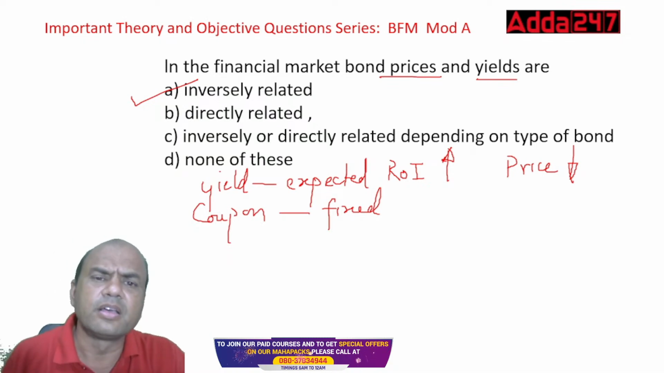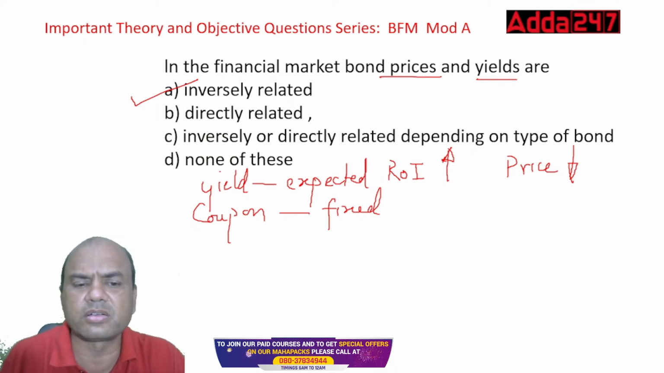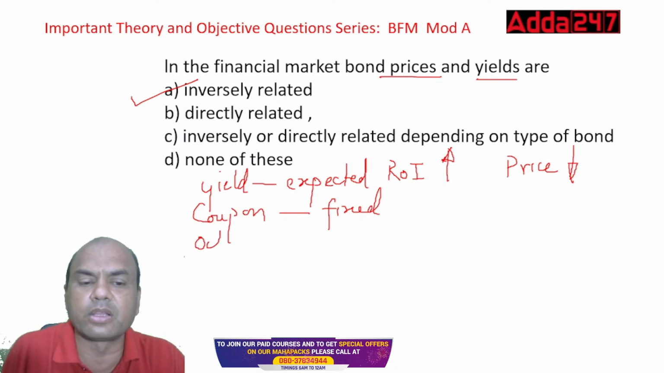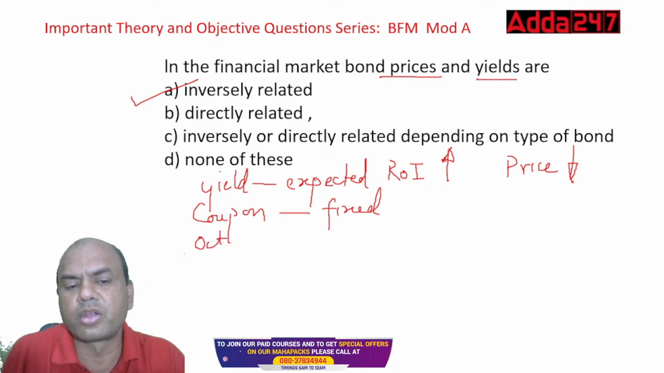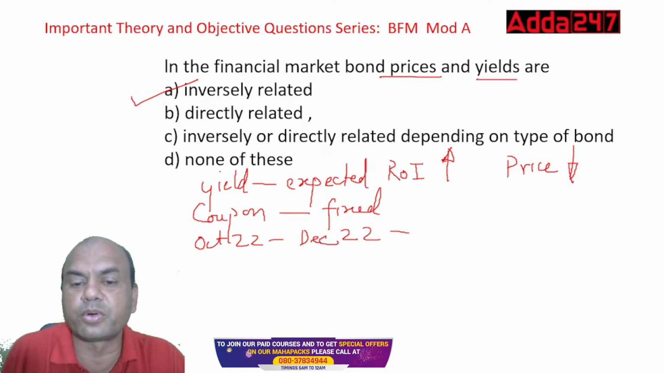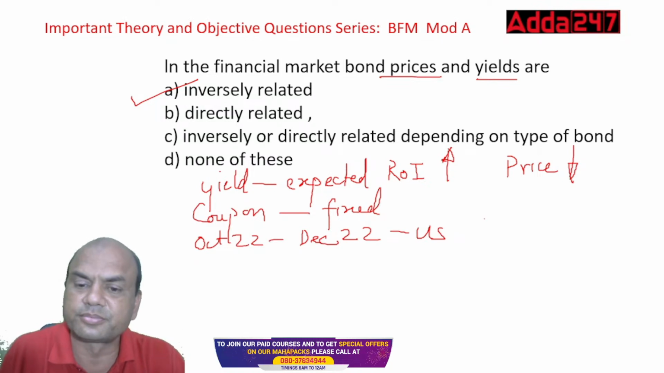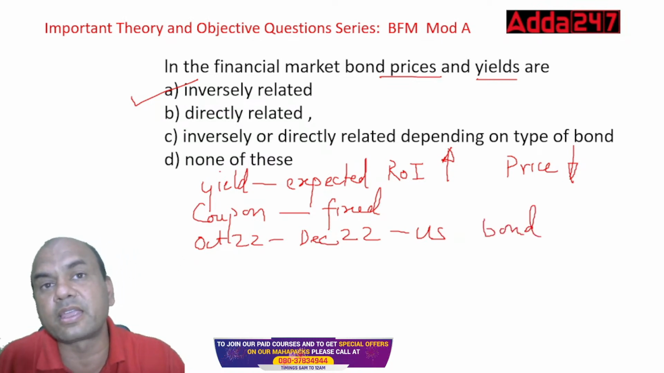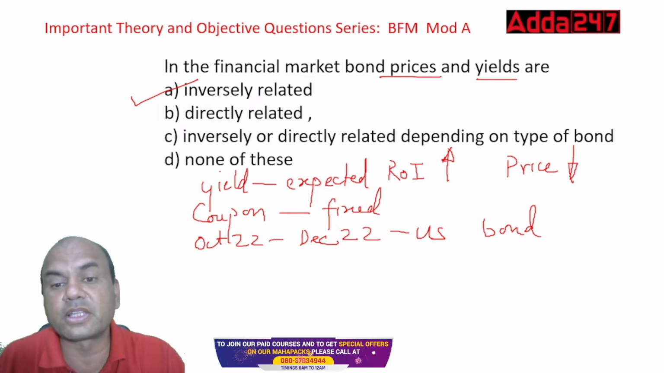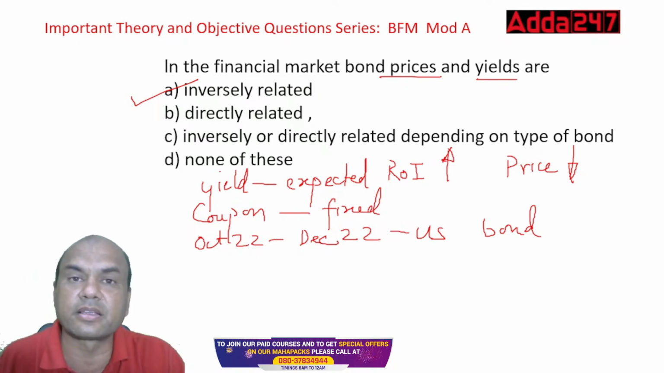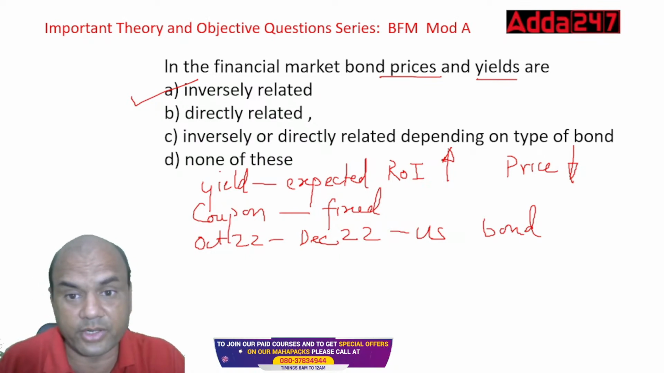You see this, what happened in October 2022 to December 2022? Just type on Google and check the US bond rates. You'll get this. In the US, the prices of the bond fell like anything. Why? Because the Federal Reserve, their bank, increased the rate of interest. So that was the point.